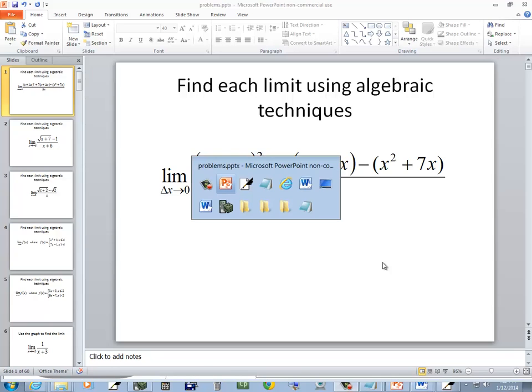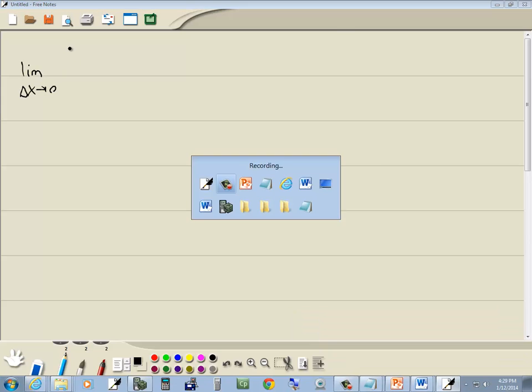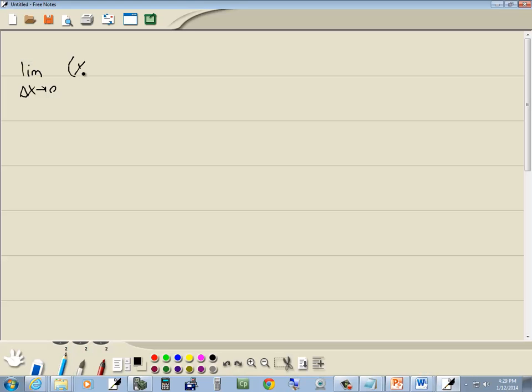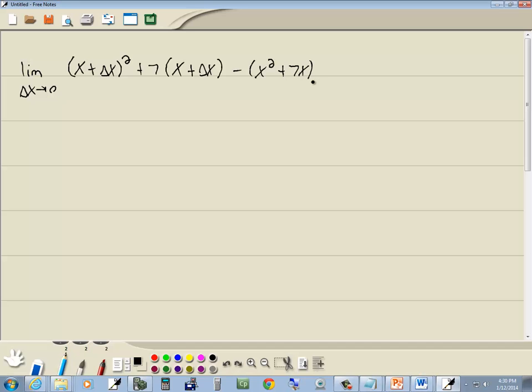Let's take a look at this problem. Limit as delta x goes to 0 of (x plus delta x) squared plus 7(x plus delta x) minus (x squared plus 7x), all over delta x. Again, obviously I can't just plug 0 in for delta x because that would have 0 in the denominator. So let's simplify the top part a little bit.